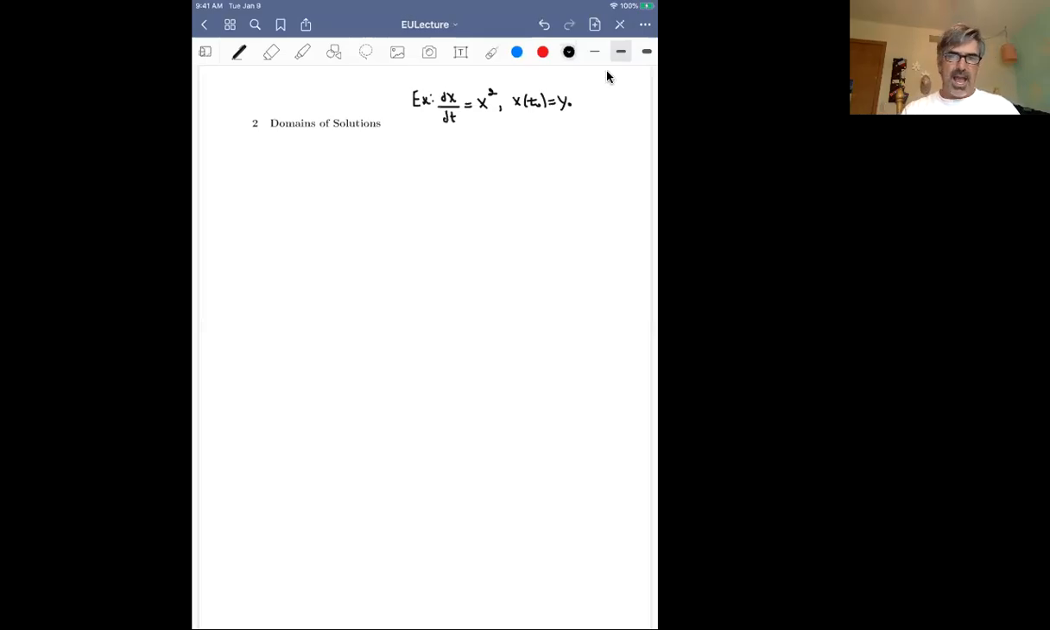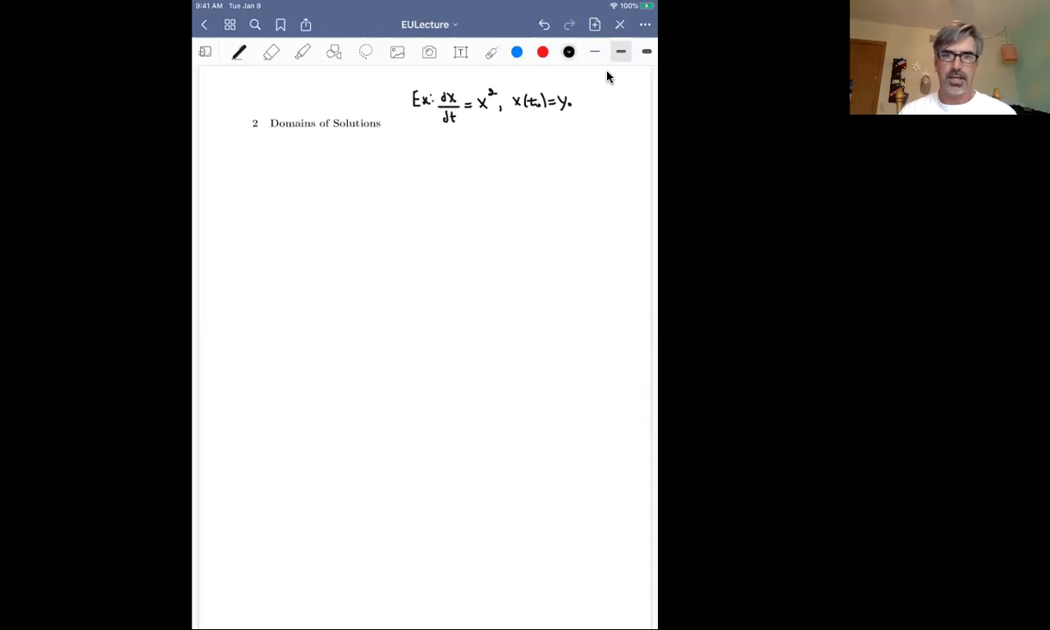All right, I am back, and we need to look a little bit more carefully at solutions of differential equations and some of the things that can happen to them. We haven't spent a lot of time on this. We've almost always assumed that solutions just exist and it's never an issue. But that's really not the case.